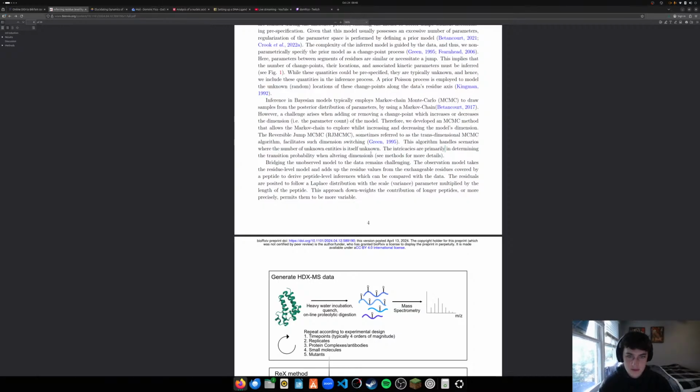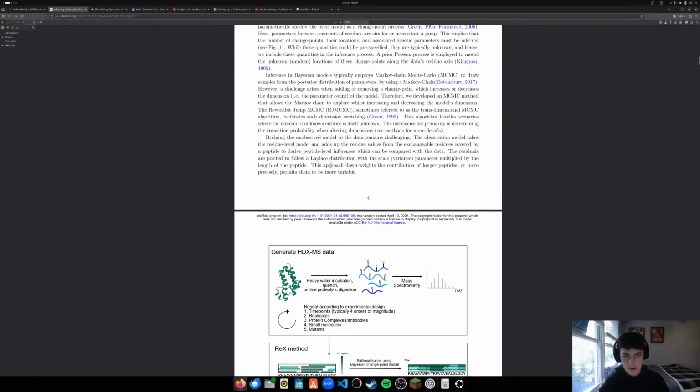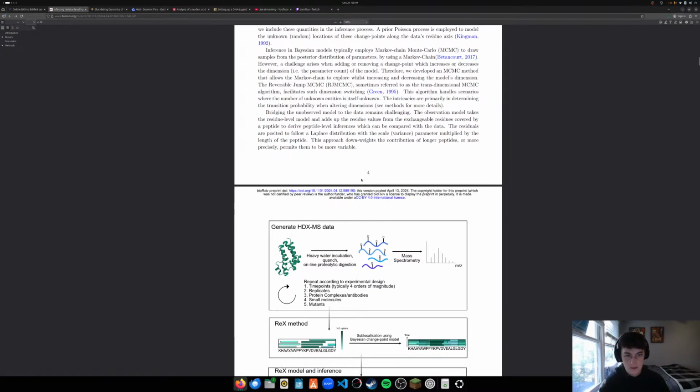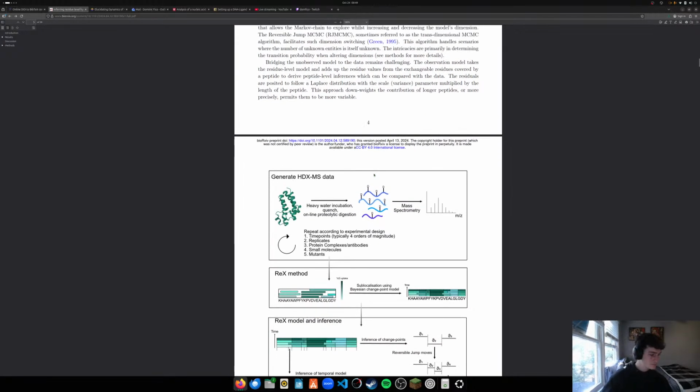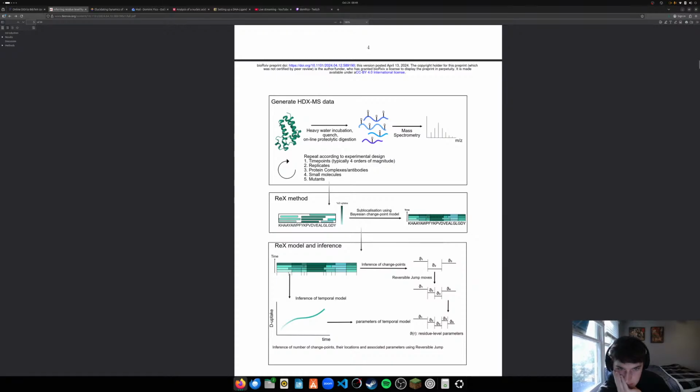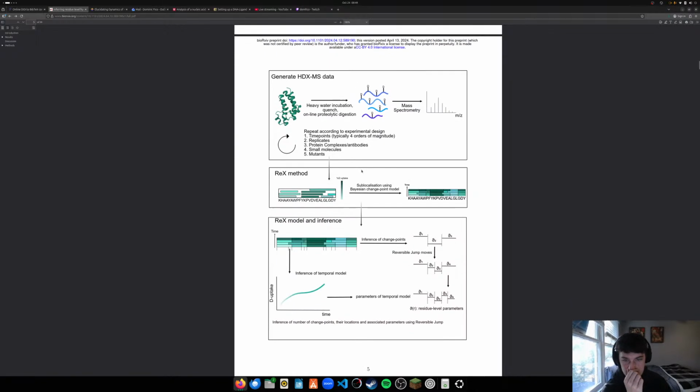The observation model takes the residue level model and adds up the residue values from the exchangeable residues covered by the peptide to derive peptide level inferences, which can be compared with the data. The residuals are posited to follow a Laplace distribution with the scale multiplied by the length of the peptide. This approach downweights the contribution of longer peptides and permits them to be more variable. Okay, so that's how you generate HDX-MS data.